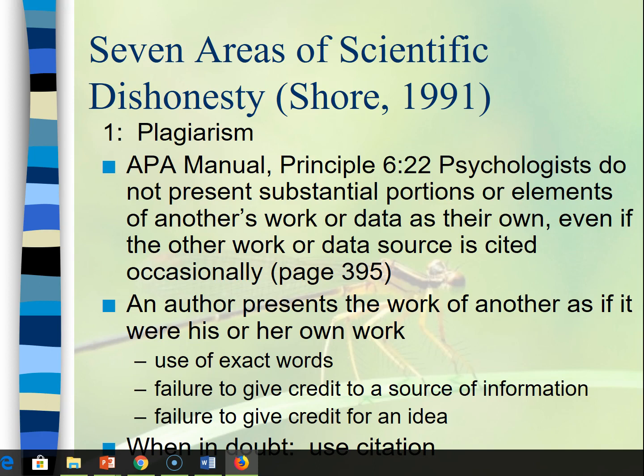There are 7 areas of scientific dishonesty. The first area is plagiarism. Plagiarism means using the ideas, writings, or drawings of others as your own. This is completely unacceptable in the research process.